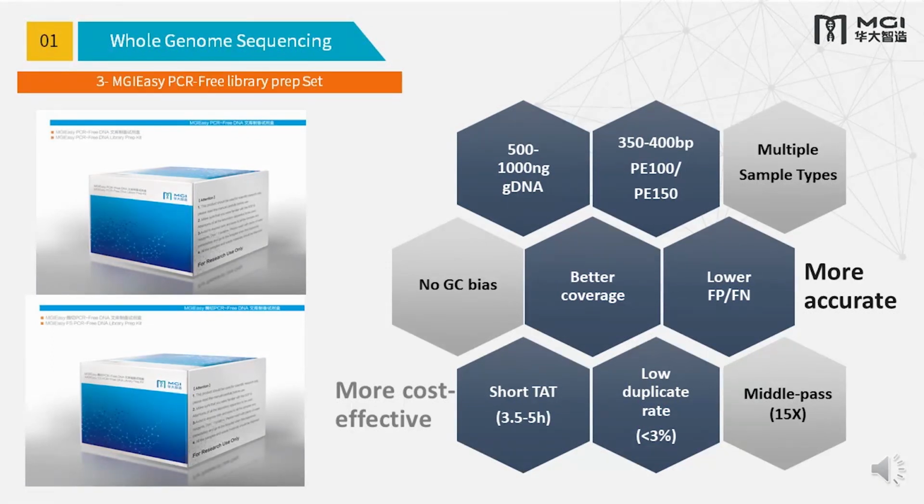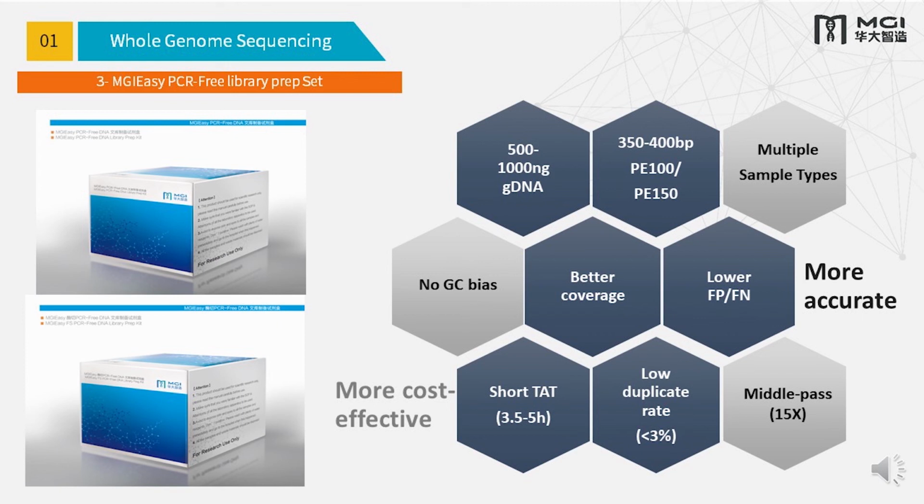And the duplication rate is much lower. But actually, for current whole genome sequencing data, the duplication rate is really low now. It's less than 5%. But if you have some very specific application, for example, if you want 100x depth whole genome sequencing, then the duplication will be very important.